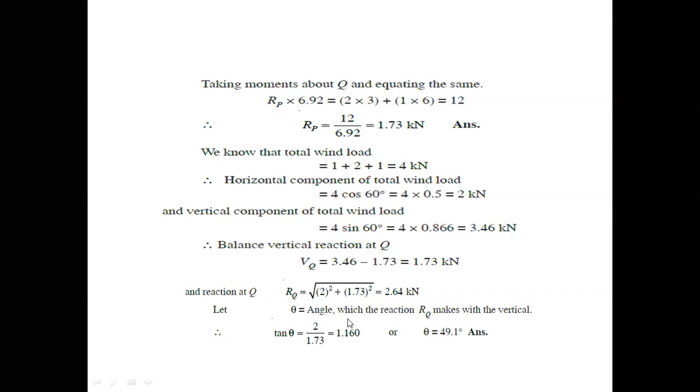Now if theta is the angle which the reaction RQ makes with the vertical, tan theta is equal to 2 by 1.73, which is 1.16, so theta is equal to 49.1 degree. So in this way we can solve the problem by using the method of section.